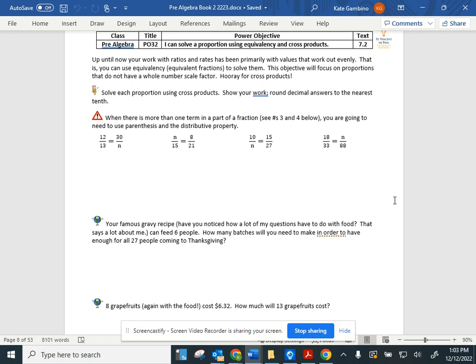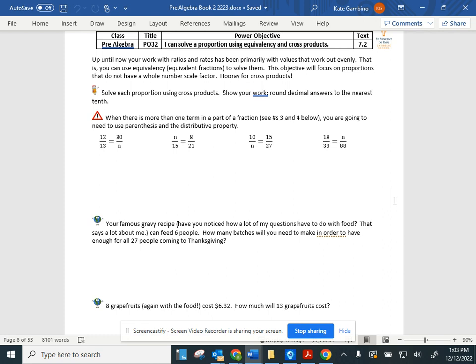So up until now, your work with ratios and rates has been primarily with values that work out evenly. That is, you can use equivalency, those equivalent fractions, to solve them, like we were just talking about when we were correcting last week's. This objective will focus on proportions that do not have a whole number scale factor. Hooray for those cross products.